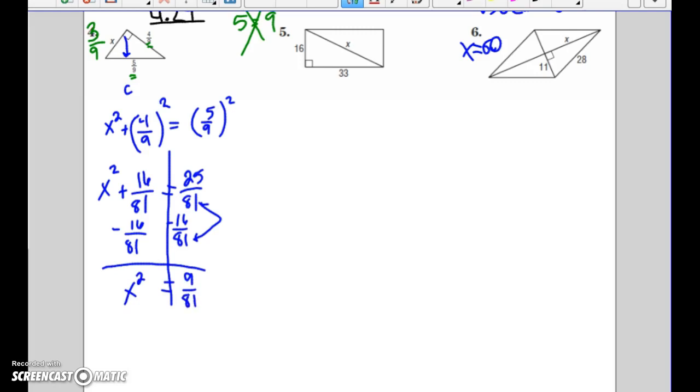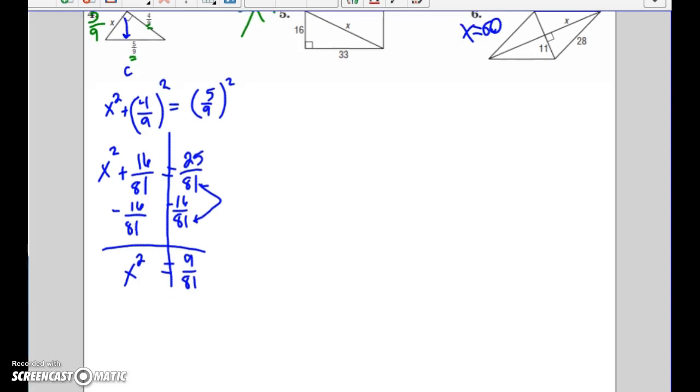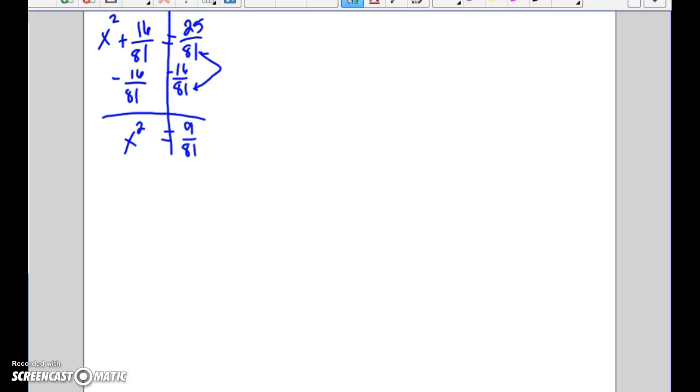Now, some of you automatically try to reduce it. Don't. So right here, 4 squared is 16, 9 squared is 81. 5 squared is 25, 9 squared is 81. So now I have to subtract them. So 25 minus 16 gives me 9. Are we good? Yup. Okay.